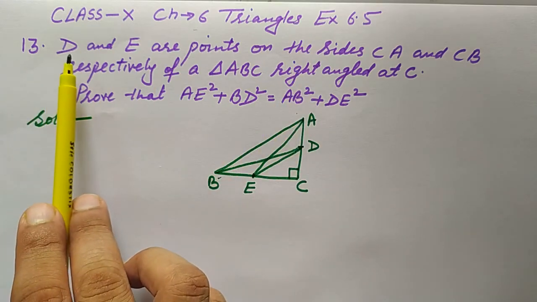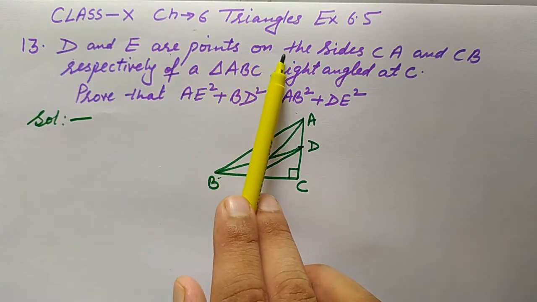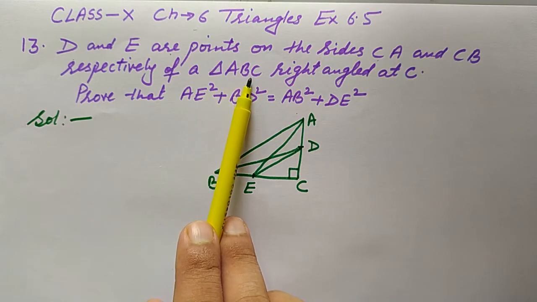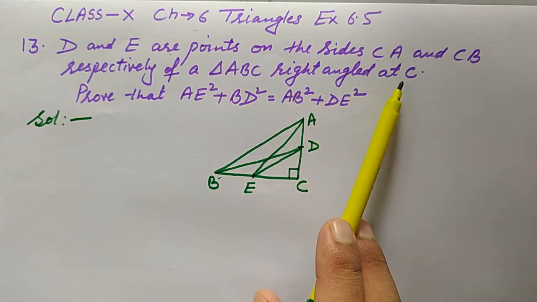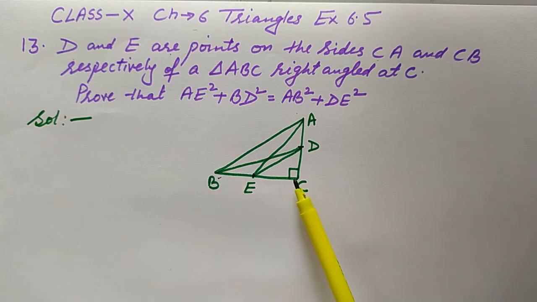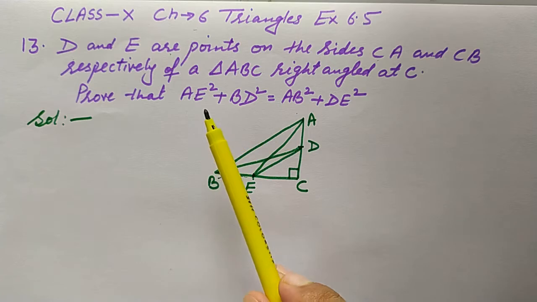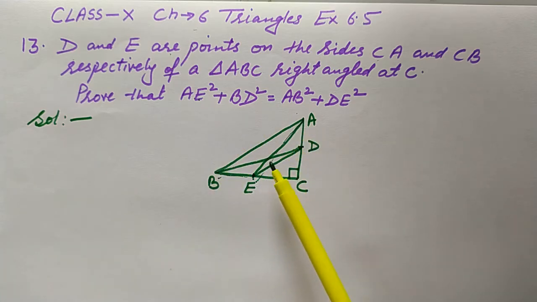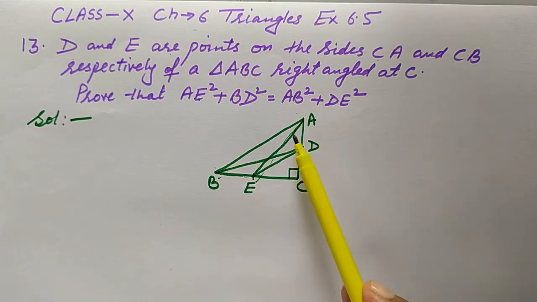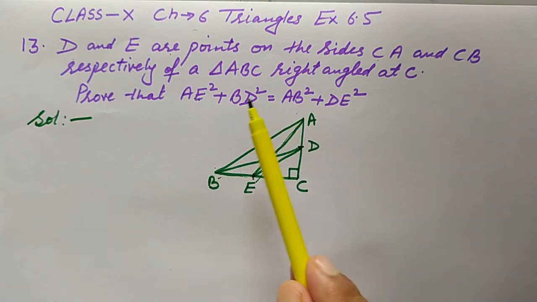Question 13. D and E are points on sides CA and CB respectively of triangle ABC, which is right angled at point C. So in this question, a right angle triangle ABC is there, and angle C is 90 degrees, and E is on side BC and point D is on side AC. We are to prove that AE square plus BD square is equal to AB square plus DE square.